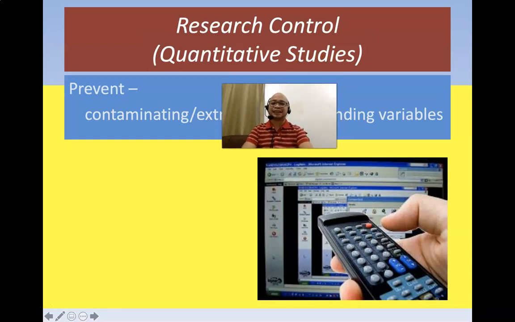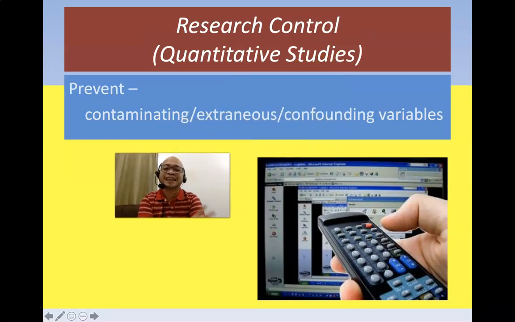So in order to prevent such bias, whenever you are doing quantitative study, it is very important that you include a research control. So you have a control population, for example, because research control will prevent contaminating extraneous or confounding variables. So these extraneous variables are not part of your dependent and independent variables, but they may still actually affect the outcome of your study.